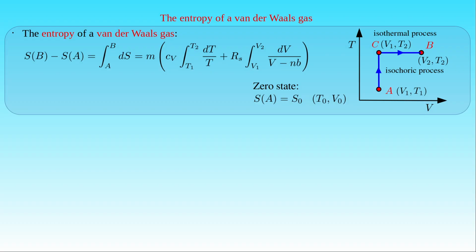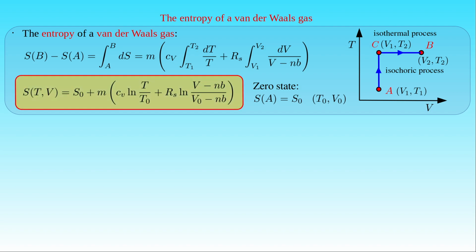By performing the integrations and applying these notations, we can write the entropy S of a van der Waals gas enclosed in the volume V at the temperature T as the sum of the entropy S0 and the mass m of the gas times the sum of the following terms. The first term is given by the specific heat capacity CV of the gas at constant volume times the natural logarithm of the ratio of the temperature T to the reference temperature T0 in the zero state A, whereas the second term is equal to the specific gas constant Rs of the gas times the natural logarithm of the ratio of the difference between the volume V and the amount of species N times the volume correction constant B, to the difference between the reference volume V0 in the zero state A and N times B.